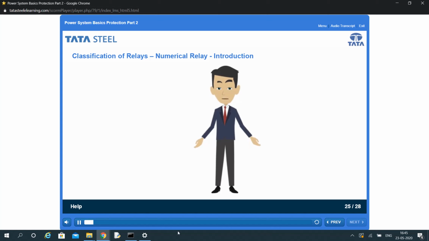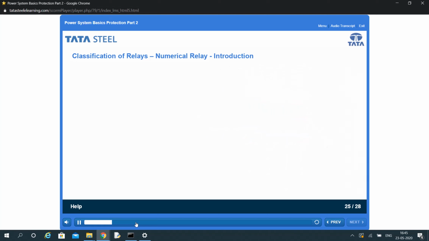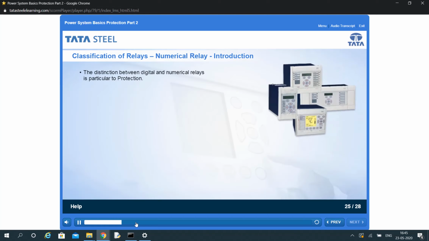We have come to the last type of relays, which is numerical relay. Let us now understand a bit about it. The distinction between digital and numerical relays is particular to protection. Numerical relays are natural developments of digital relays due to advances in technology.